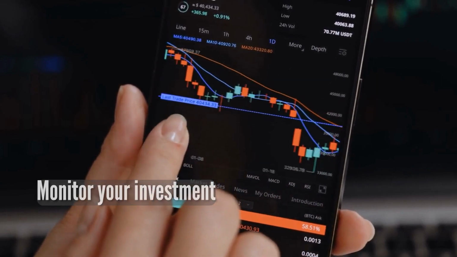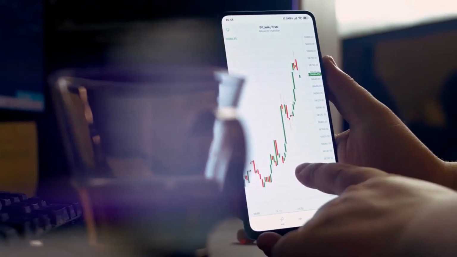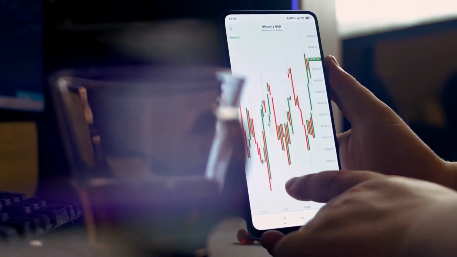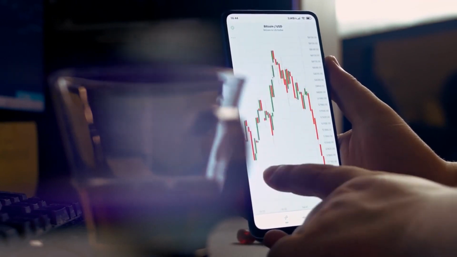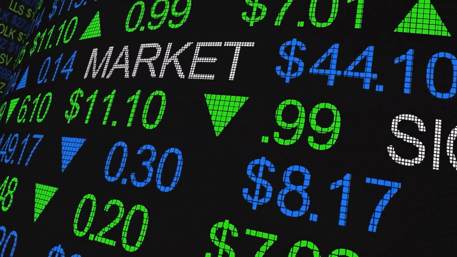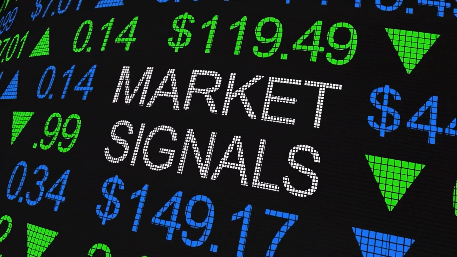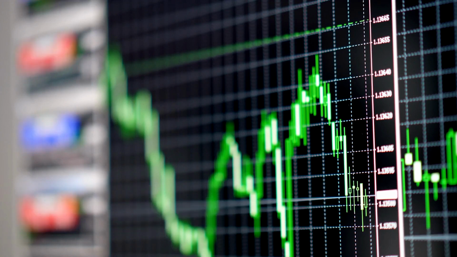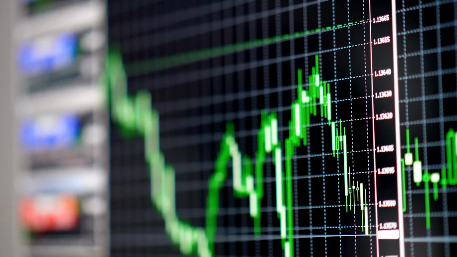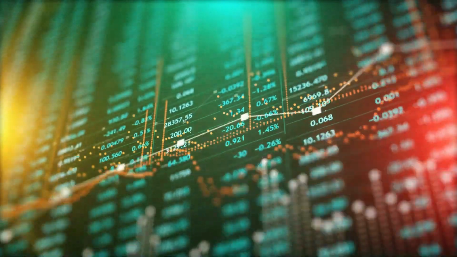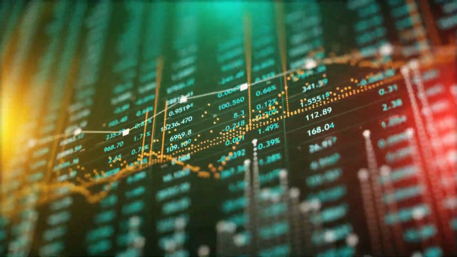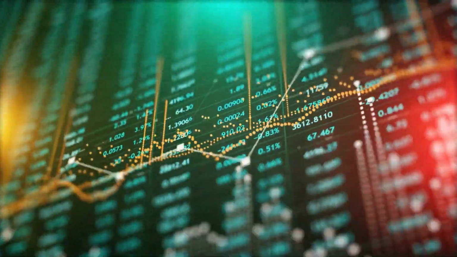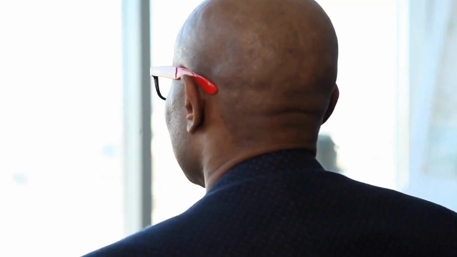Monitor your investment. After placing your trade, it is essential to monitor your investment regularly. You can track the price of gold futures and adjust your investment strategy based on market trends and your investment goals. Close your position. When you want to close your position in gold futures, you can place an order to sell your contracts. You will receive the proceeds of the sale in your futures trading account, which you can withdraw or use for further investments.